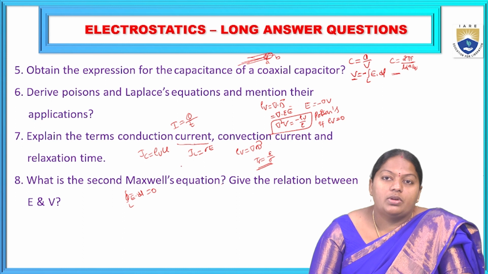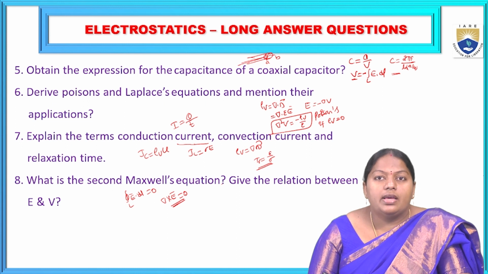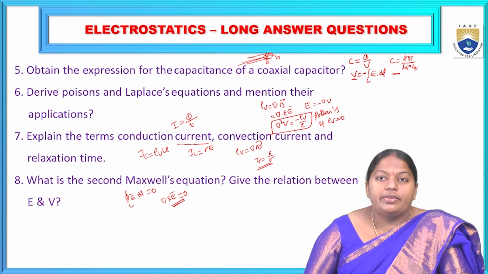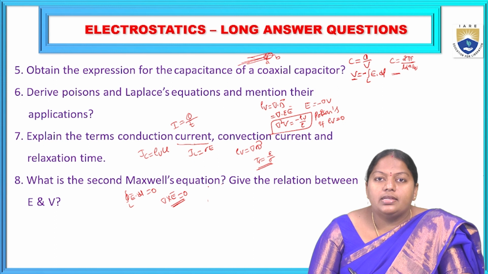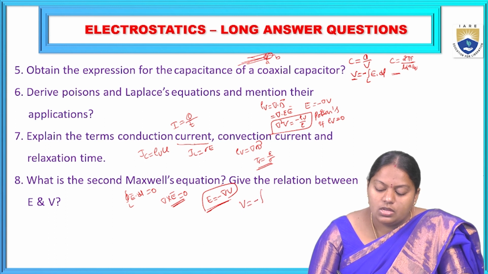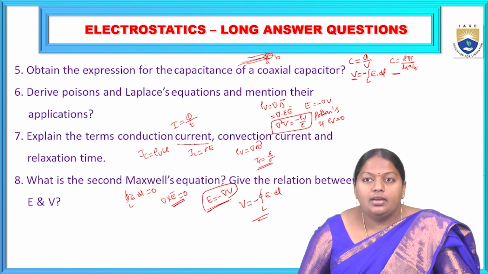Now by applying Stokes theorem to this, we can write del cross E bar equal to 0, which is called the point form or differential form of the second Maxwell's equation for electrostatic fields. And from this we derive the relation between electric field intensity E and electric potential V as E equal to minus del V. This is the point form, and the integral form is V equal to minus the integral of E dot dl. So this is the relation between electric potential and electric field intensity.